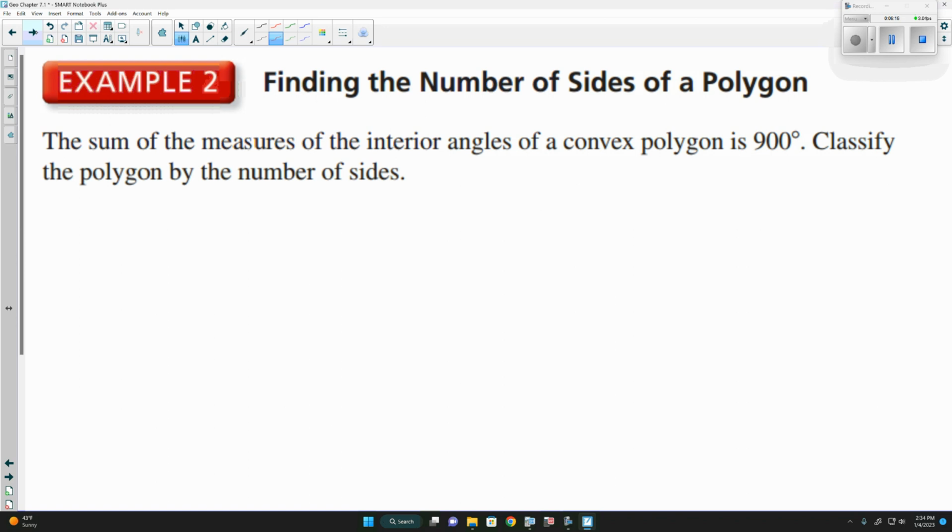So now we're going to work the other way around. For this one, they tell us the sum of the measures of the interior angles of a convex polygon is 900, and we need to classify it by the number of sides. So we do have a formula to find the sum of the interior angles, yes? It is n minus 2 times 180. And we're saying that this equals what? 900.